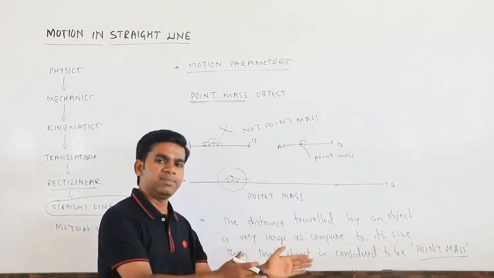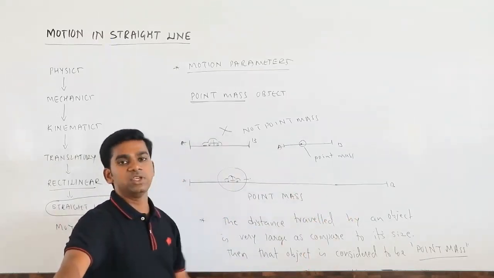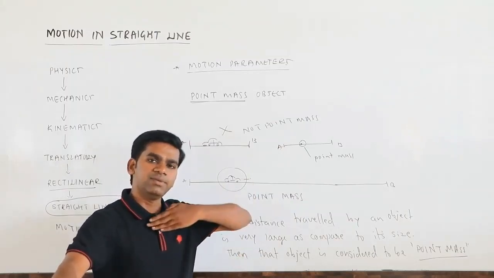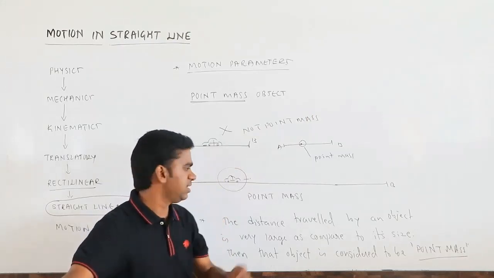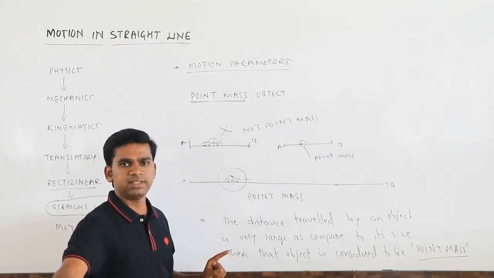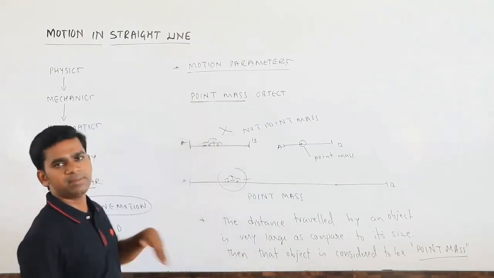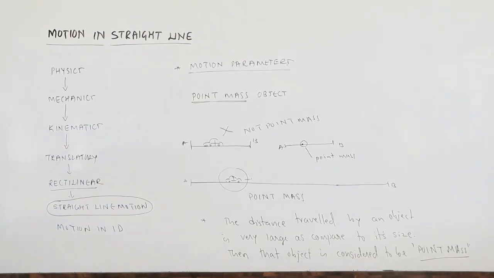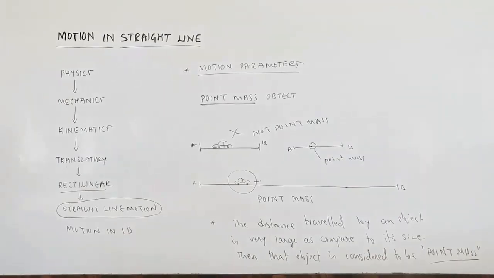because 10 meters can be comparable with the size of the car, but 1000 kilometers cannot be comparable with the size of the car. For that very long distance, the car is going to be very minute. Then you can call it a point mass. Getting the point? So the concept of point mass is a relative term. It depends on the distance traveled by an object.